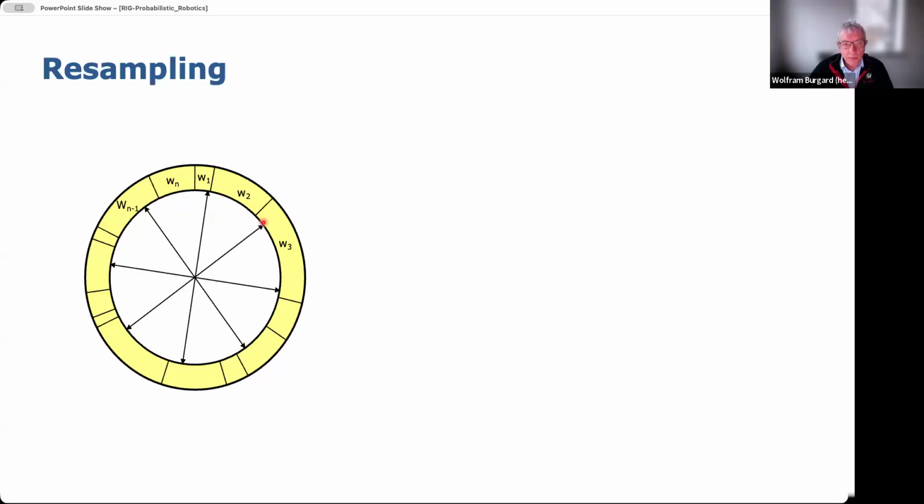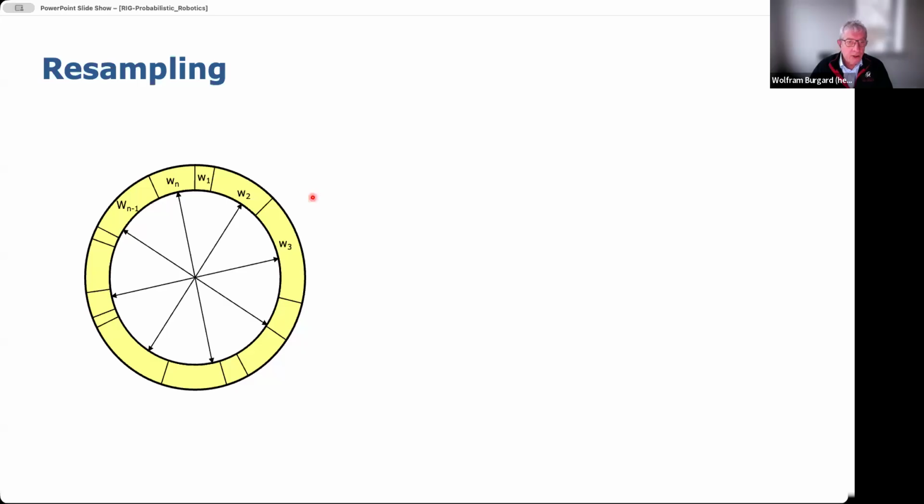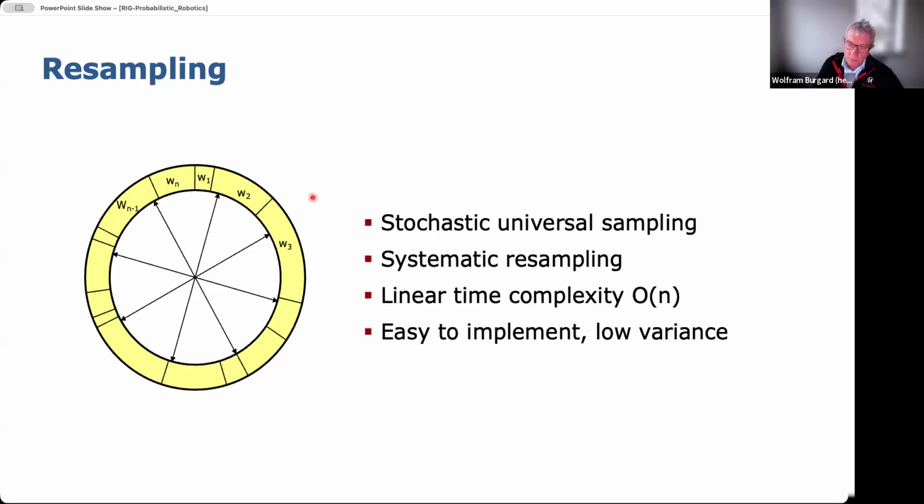Then we pick all particles in which this particular angle falls, and from this process we get n new particles. They are drawn in a way that they are replicated proportional to their importance weights, on average. This is called stochastic universal sampling or systematic resampling.